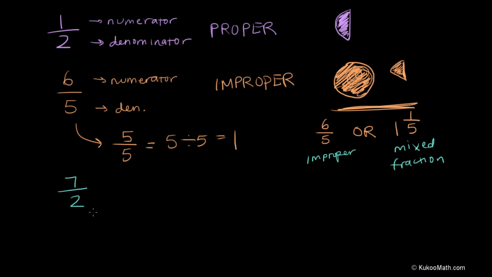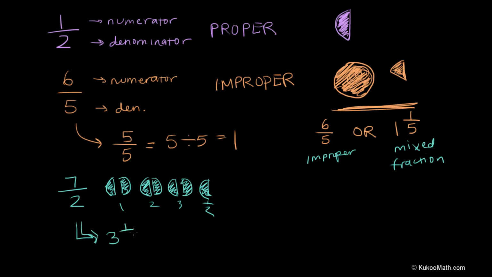So if we have 7/2, let's try to draw 7/2 right now. So here's 1, 2, 3, 4, 5, 6, 7. It looks like we have 3 whole circles if we match them up, and then 1 extra half over here. So here's 1, 2, 3, and then here's the extra half. So we would write this mixed fraction as 3 and 1/2.